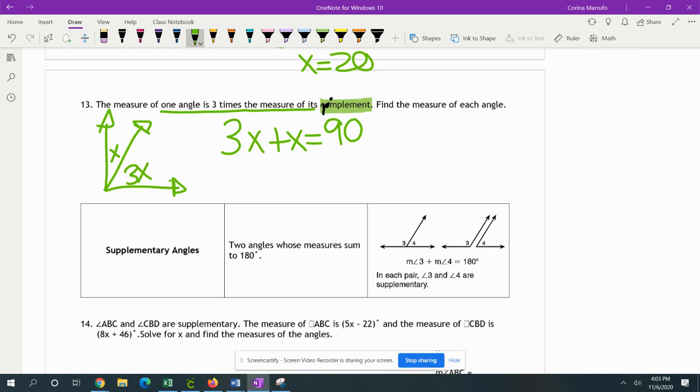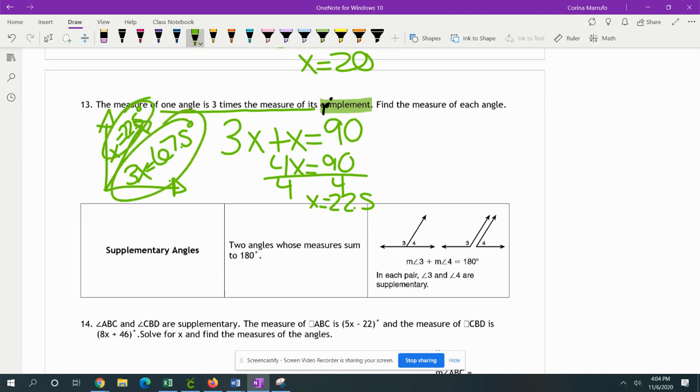And then 3x plus x, that gives us 4x equals 90. And we go ahead and divide it by 4. And that means that x is equal to 22.5. So then I'm going to go ahead and plug it in here, 22.5 degrees, and then 3 times x. So that gives us 67.5 degrees. And that's it. These two would be our answers.